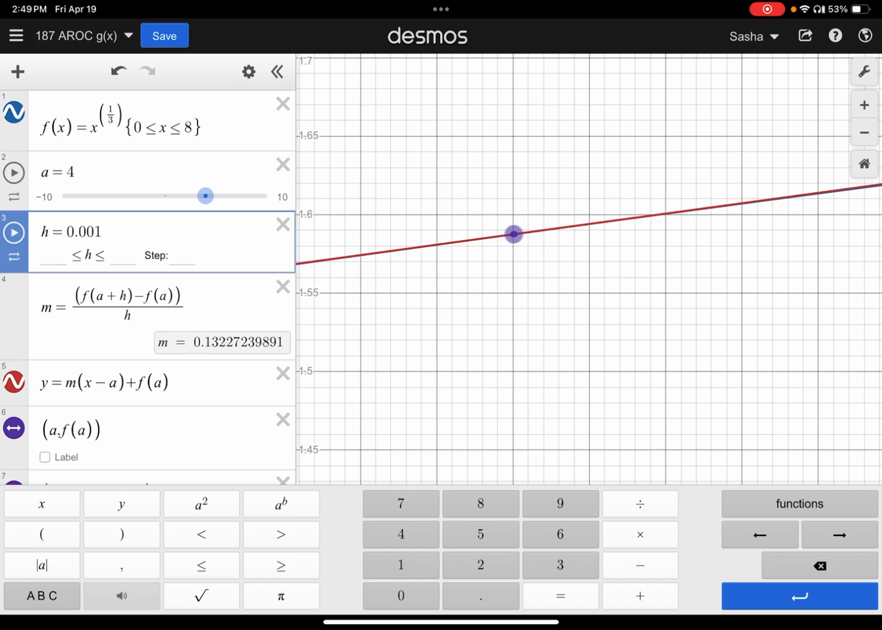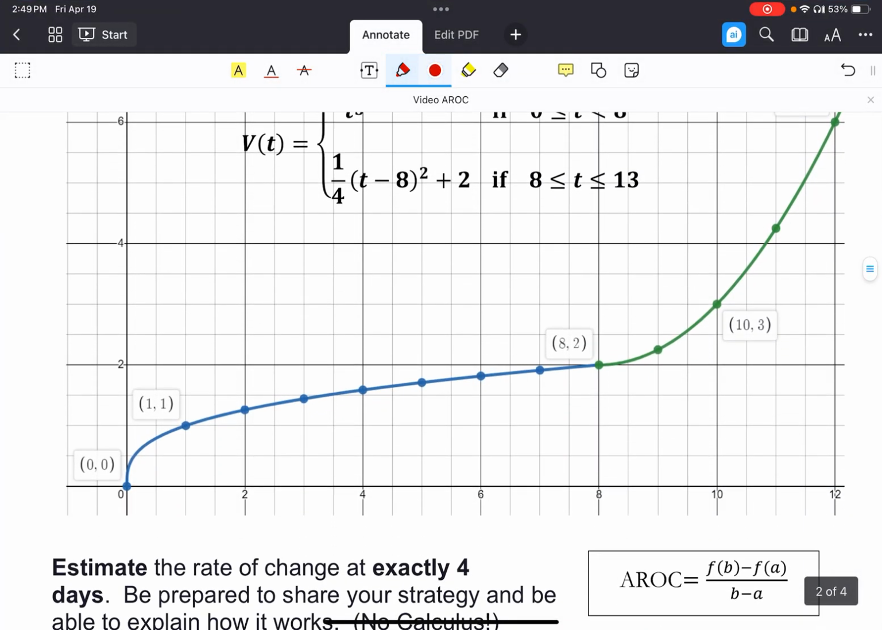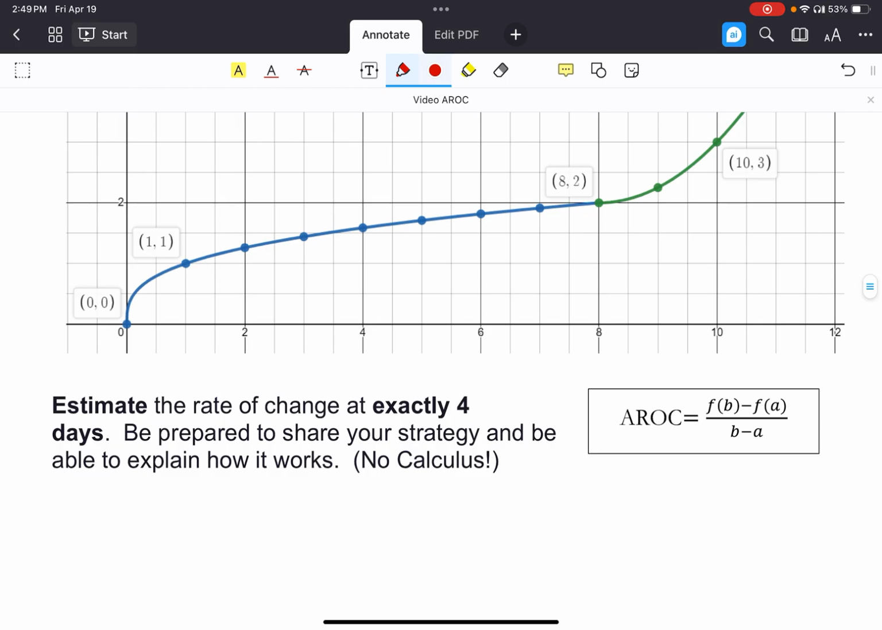So what's happening here, let's go back to our slides, is we're going to say, okay, if I want to estimate, I want to create an interval super close. So I'll have my point at 4, so 4 and 4 to the 1/3. But then my next point I'm going to use is 4.001. Notice my interval here in the denominator, my change in input, is super, super small. That's the key. I want a super, super small change in x interval. And so then I'd input 4.001 to the 1/3 and use those values to get my slope.